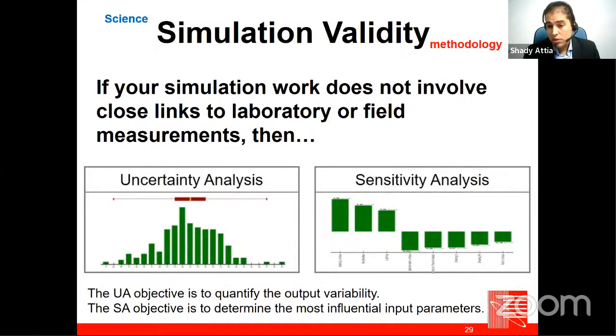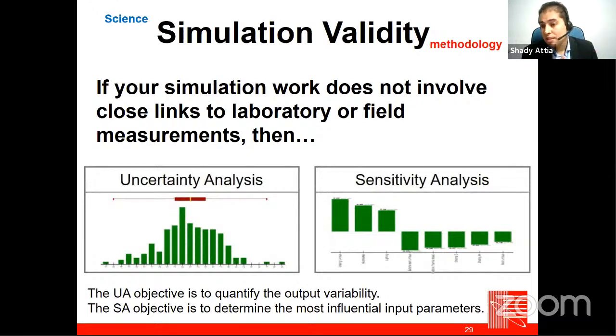If your simulation work does not involve close links to laboratory or field measurement, then a common best practice is to do an uncertainty analysis or a sensitivity analysis. For example, the uncertainty analysis objective is to quantify the output variability so that you can say how far you think, even though maybe I don't have measurements to validate or verify my results, no problem, I did an uncertainty analysis to see how far this variance or variability is there, and I try to quantify it.